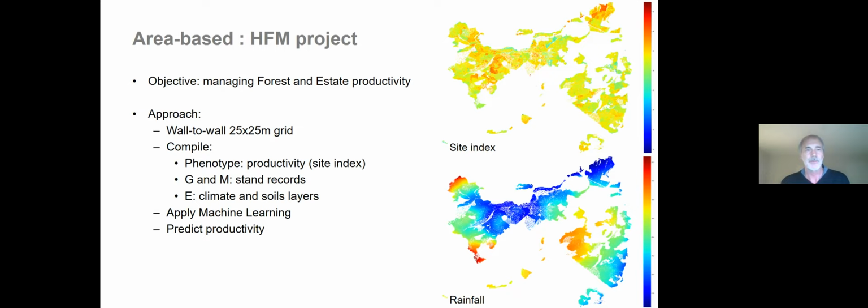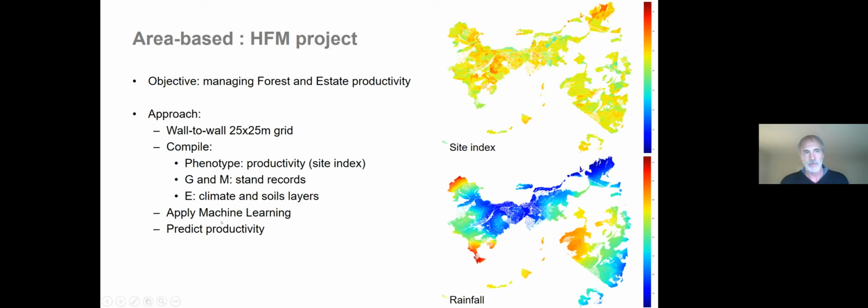For the approach, we took a 25 by 25 meter grid of productivity surface, which had been derived from airborne laser scanning. Then we compiled together that phenotypic data with information on genetics and management, which came from very good stand records the company held. We put that together with environmental data in the form of climate and soils layers in particular. We applied machine learning methods. Maxime was actually the basis of our expertise here. We specifically used an approach called CatBoost, a decision tree approach, and trained models to predict productivity across the estate.